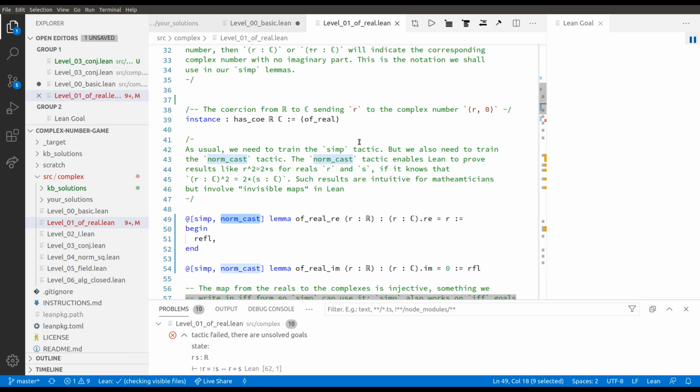We want this map to be truly invisible, right? A mathematician thinks of the reals as a subset of the complexes. And this may or may not be actually true, but whether or not it's actually true, we certainly want to pretend that it's true.